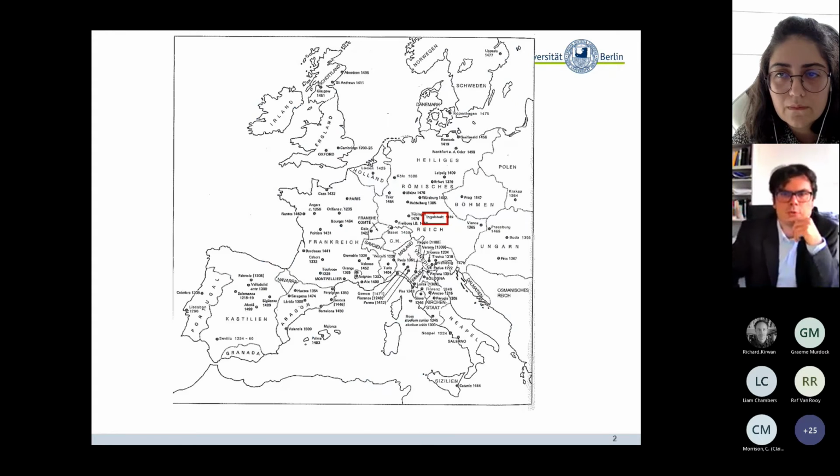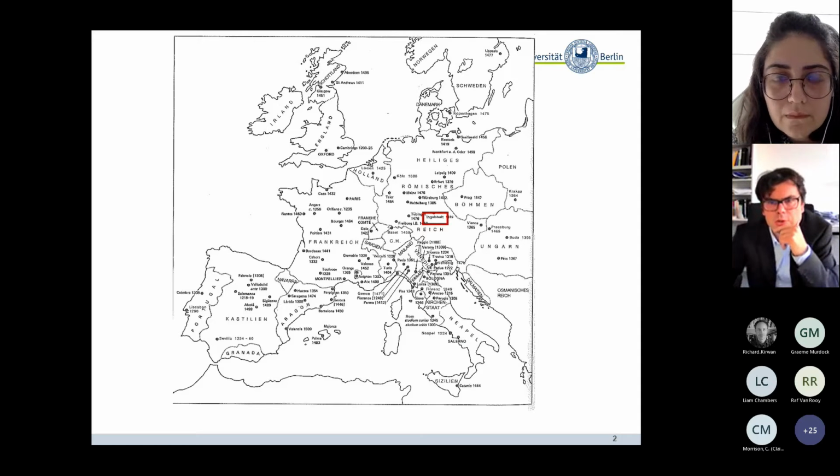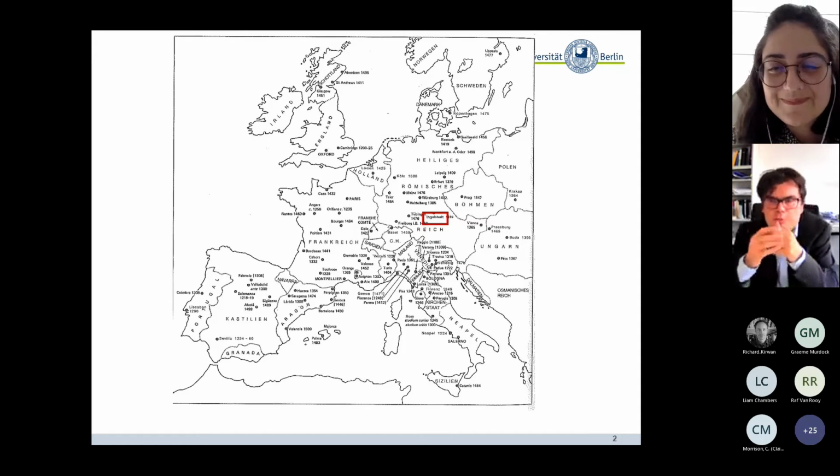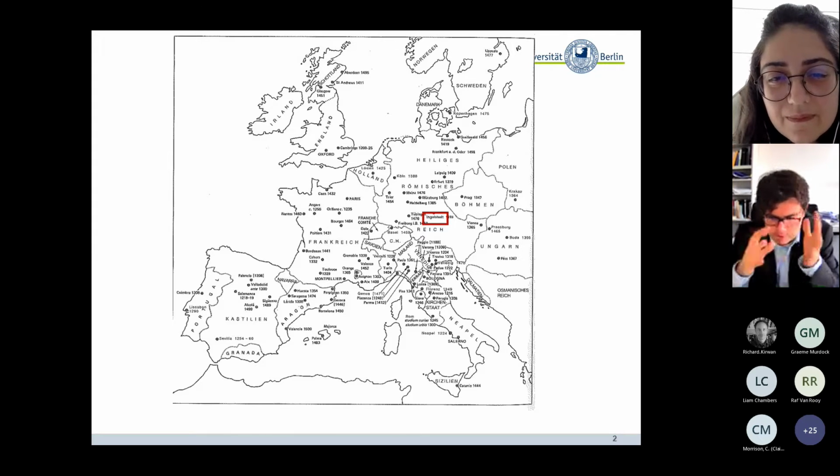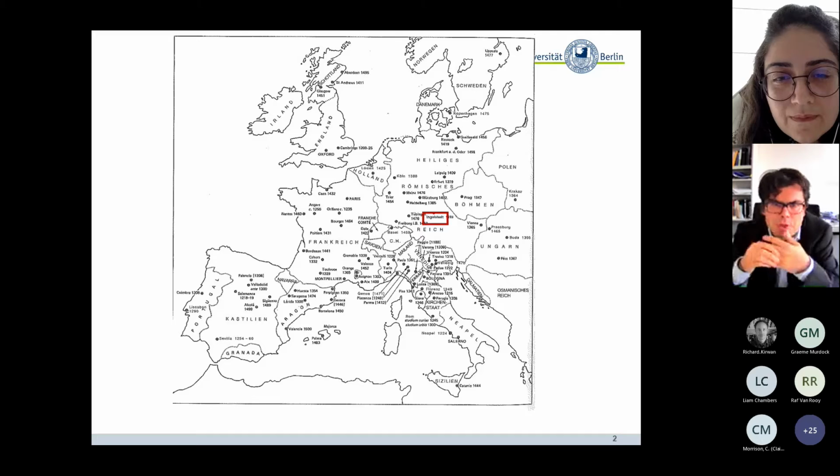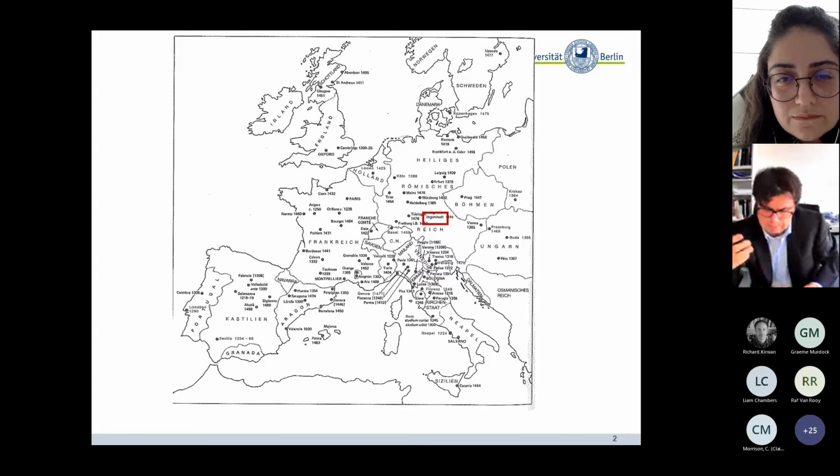For those of you who are unfamiliar with the geography of Germany, I marked Ingolstadt in this map of medieval universities in Europe. It is in the southeast of the Roman Empire and quite in the middle of today's Bavaria.